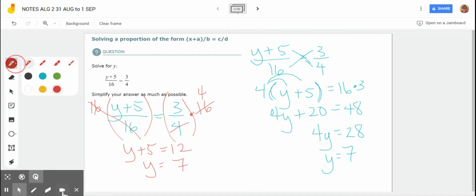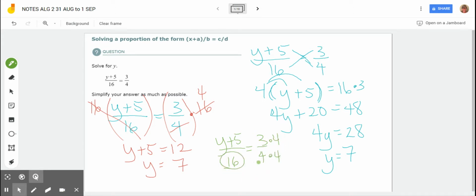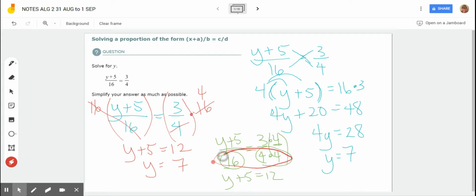Okay, one last way I want to show you, just because some of you might do it this way. Some of you just might multiply by this, get it over the common denominator. So you multiply this one by 4 over 4, which is really just 1, just multiplying it by 1, and you get y plus 5 equals 12. And the reason why you can do that is because if you have a common denominator in a fraction, you can set the numerators equal to each other because they're both being taken out of the same amount.